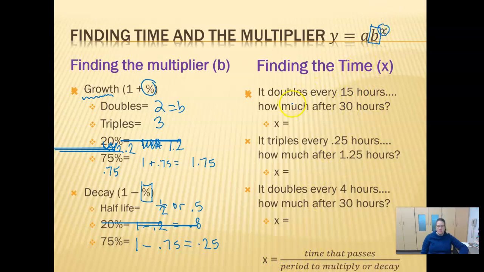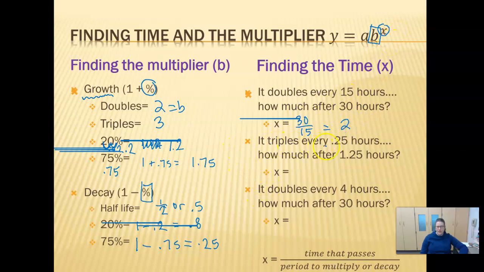X is going to be equal to the time it takes to pass divided by the period it takes to multiply or decay. So if it says it doubles every 15 hours, that means the population after 15 hours is always double what it was before. And then it says how much would there be after 30 hours. So this is the time that passed by. So this would be 30 over 15, or 2. So x would equal 2 in this case.